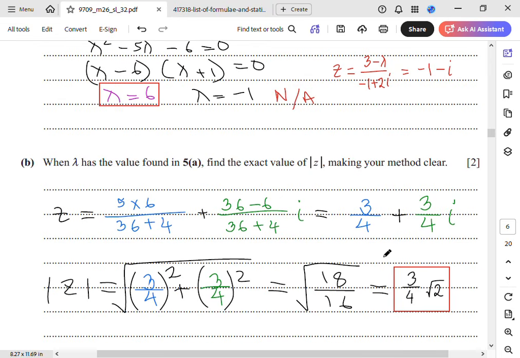You cannot round it because the question asks for the exact value. So it's 3 over 4, root 2. If you want, you can write it as 0.75 root 2. That's also the same thing, right?